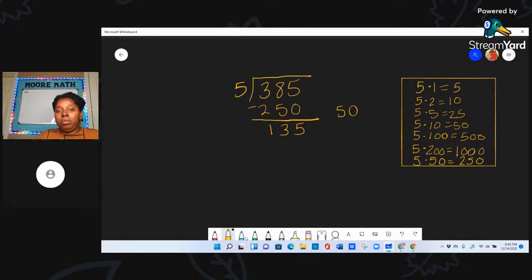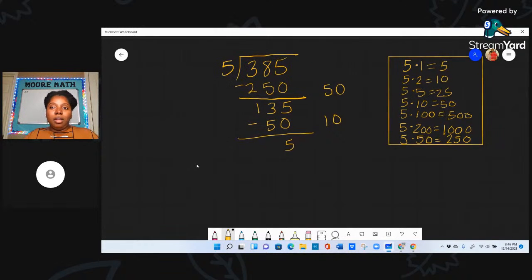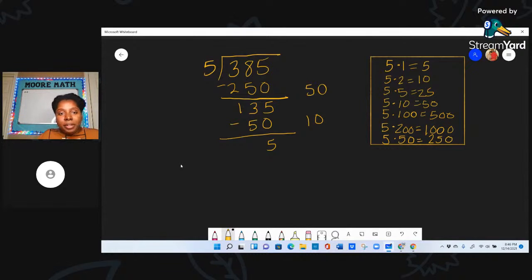Get me close. Which one? 10 times 5. I got you. I knew what you meant. So 5 minus 0. 5. 13 minus 5. 7. Almost. Close. 8. Good. So we have 8 here.